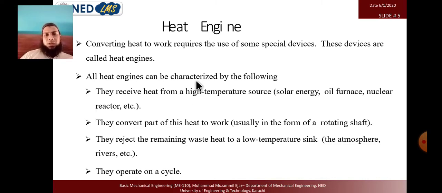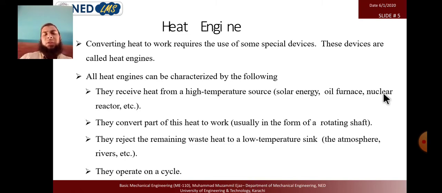Heat engine. Converting heat to work requires the use of special devices, and these devices are called heat engines. All heat engines can be characterized by the following. They receive heat from a high temperature source, like the thermal sources we have discussed, for example solar energy, oil furnaces, nuclear reactors.